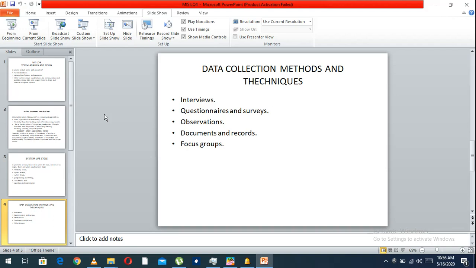Finally, we have what we call the focus group. We can collect data from a focus group. It could be those who are using the computers or those who are actually getting the reports, whether the reports include whatever they need from those reports or there's something which is missing. So focus groups can be used to collect data.